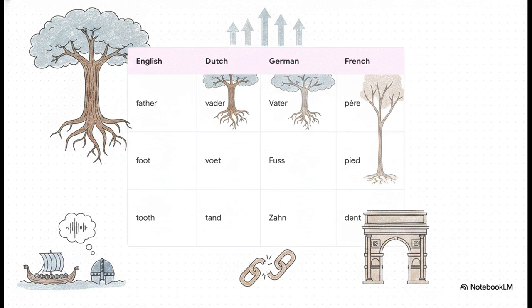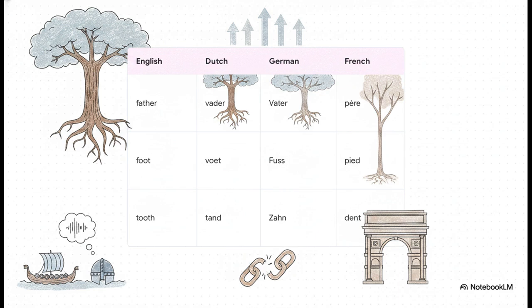English shares some seriously deep, undeniable roots with Dutch and German. The word father is vader in Dutch and Vater in German. Foot is voet and Fuß. See the pattern? They all stem from a common reconstructed ancestor we call Proto-Germanic.